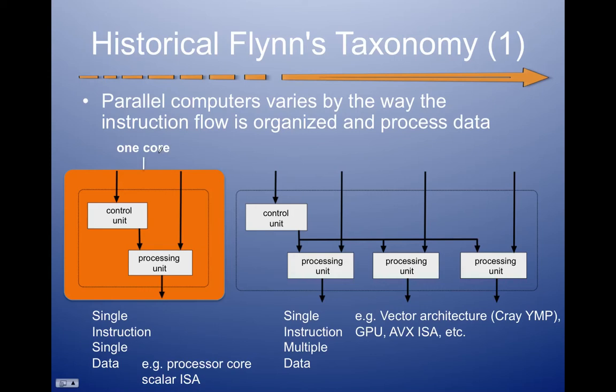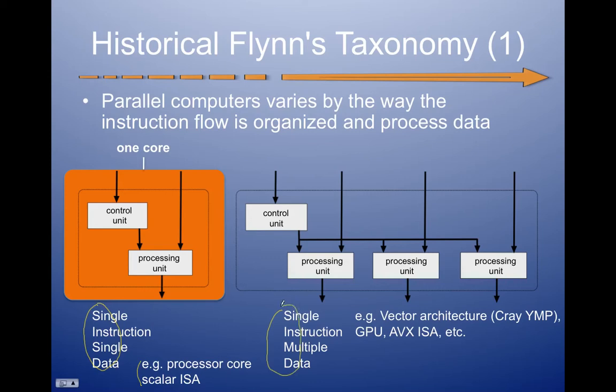Historically, Flynn's taxonomy was proposed to understand how the instruction flow is organized and how the processing of the data is organized in a parallel computer. So the first kind is actually not parallel: single instruction, single data. In that case, each instruction processes one data at a time. This is, for instance, one core with a scalar ISA instruction set.